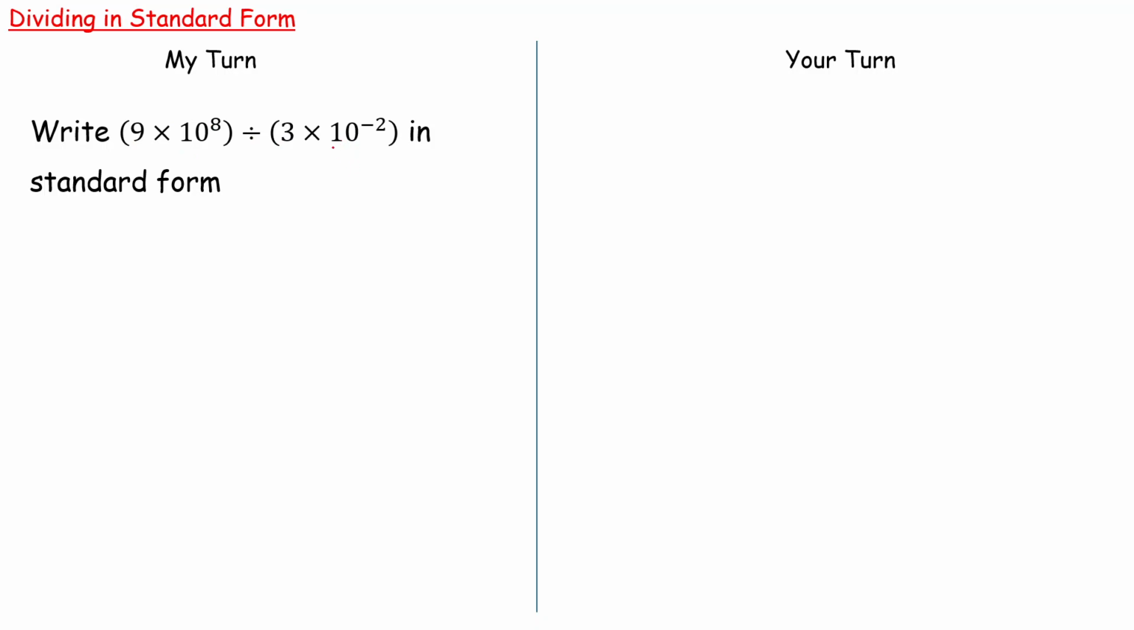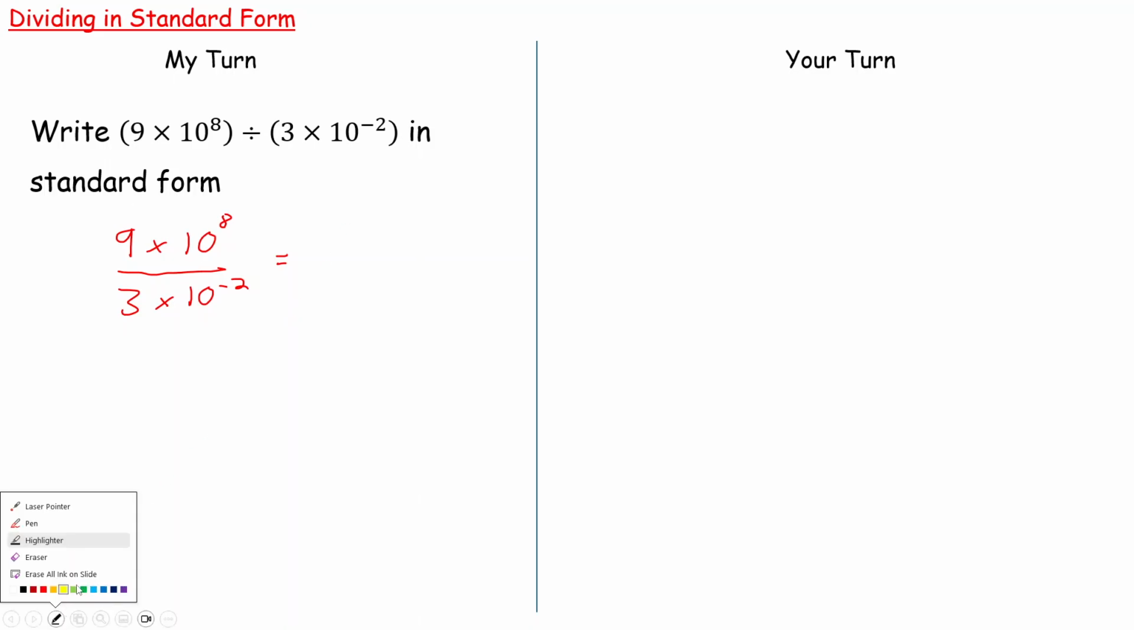Just to help us think about it, I would like to rewrite this in a slightly different way. So we're going to write 9 times 10 to the power of 8, and if you're dividing by this, we can write it as dividing by 3 times 10 to the power of negative 2. To be honest, it doesn't really make a lot of difference. I just think it helps us see what is going on. So we've kind of got two parts going on. We've got this 9 divided by 3 going on because this line here means to divide. So we're doing 9 divided by 3 to begin with.